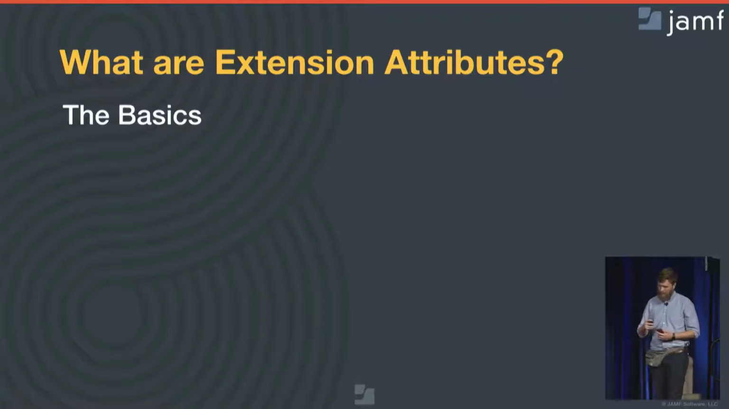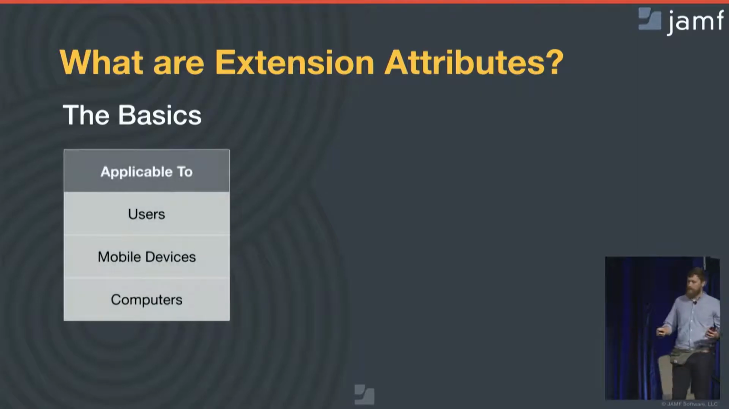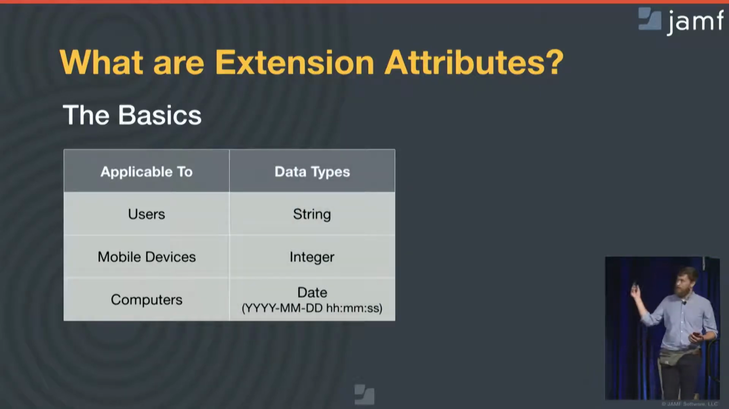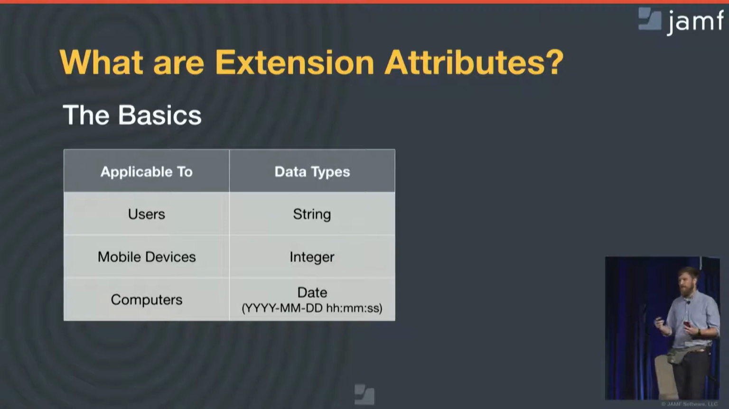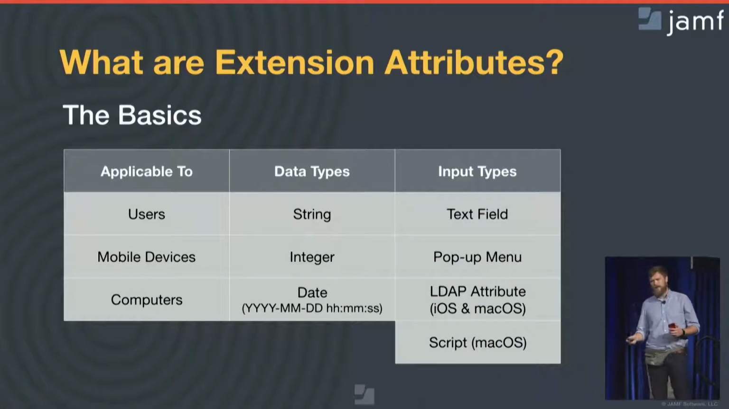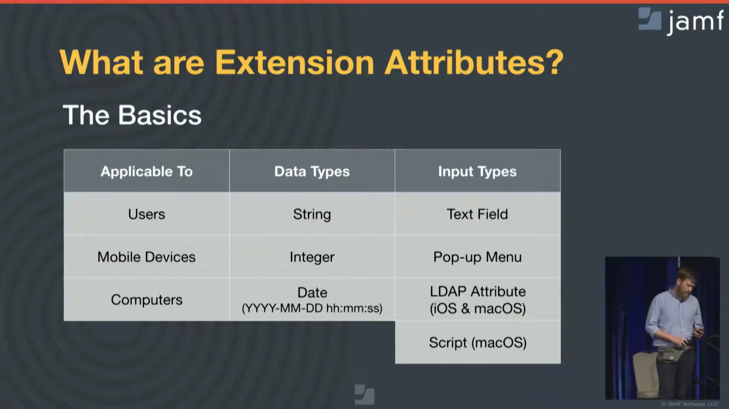So, if we're going to start, if we're going to make our first extension attribute, what are our options? We can make an EA for a user, a mobile device, or a computer. Our data types can be a string, an integer, or a date. There's your format, and you can use it without the time as well if you just need the date. And then our input types, we've got in the third column here, but there are kind of a few things to keep in mind there.